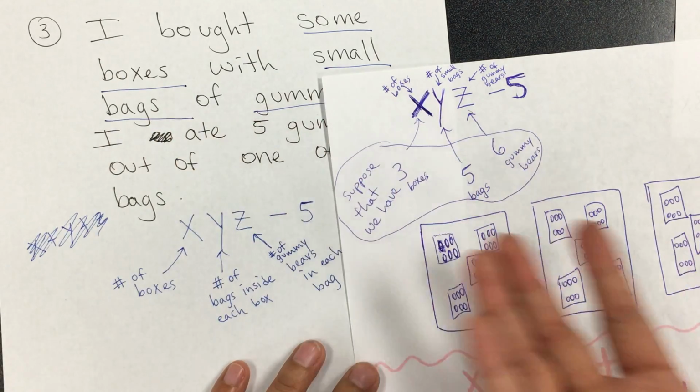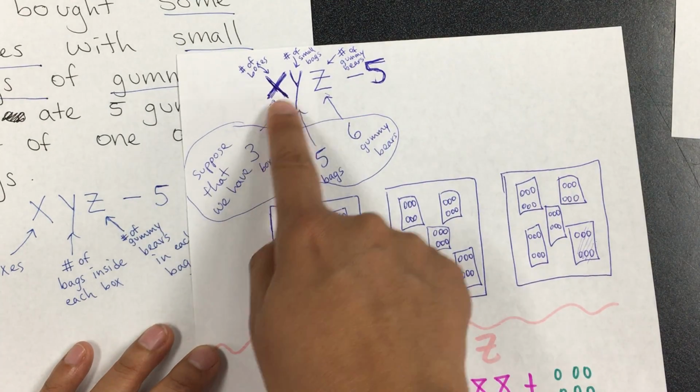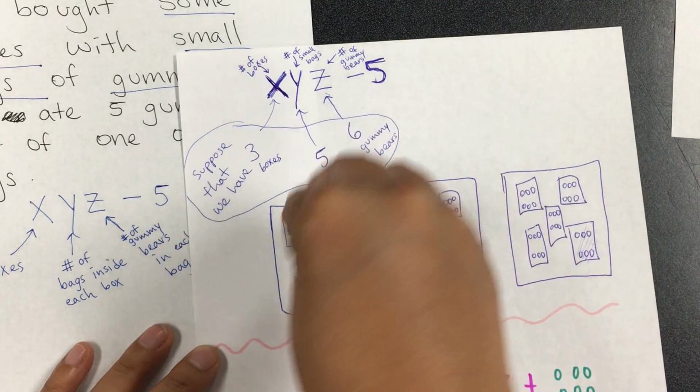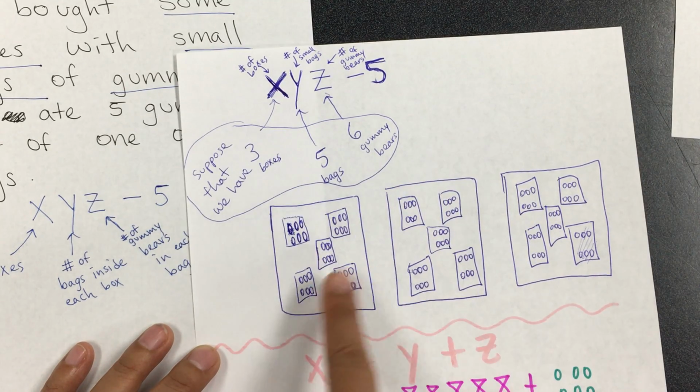A total of 14. 14 what? Boxes, bags, or gummy bears? But no, that's why we're putting them next to each other. It's multiplication because they're inside. And inside means that you're going to multiply.